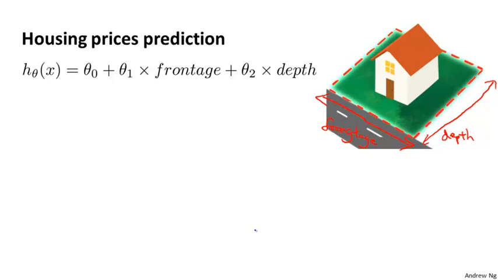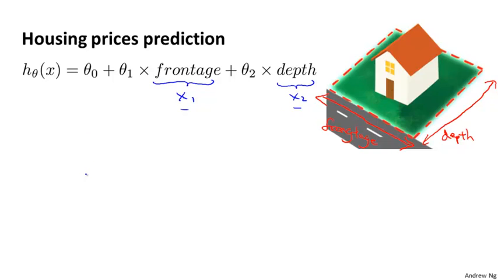You might build a linear regression model like this, where frontage is your first feature x1 and depth is your second feature x2. But when you're applying linear regression, you don't necessarily have to use just the features x1 and x2 that you're given. What you can do is actually create new features by yourself.